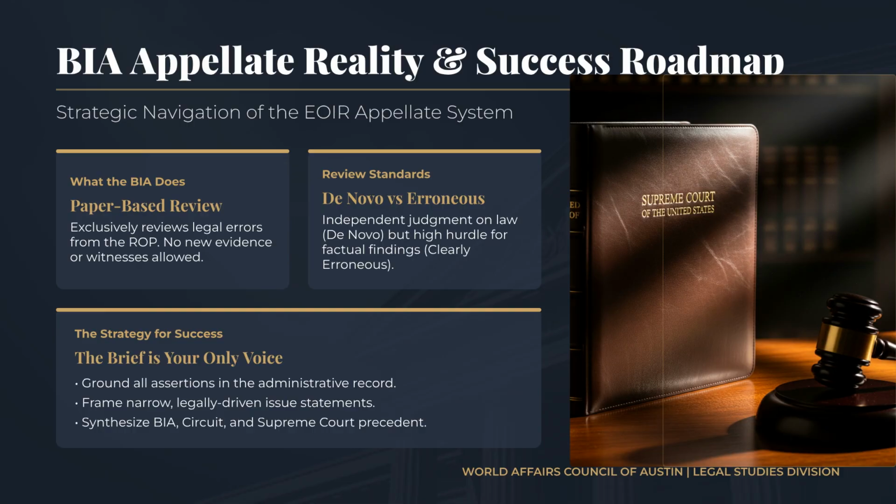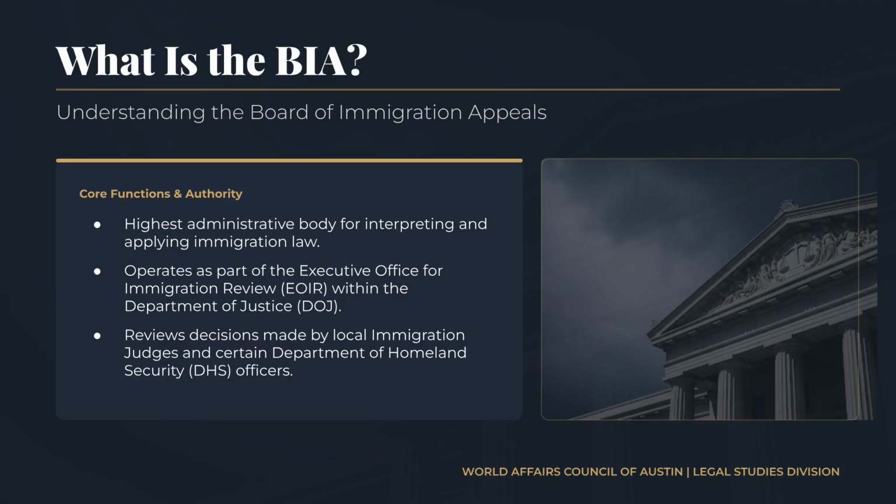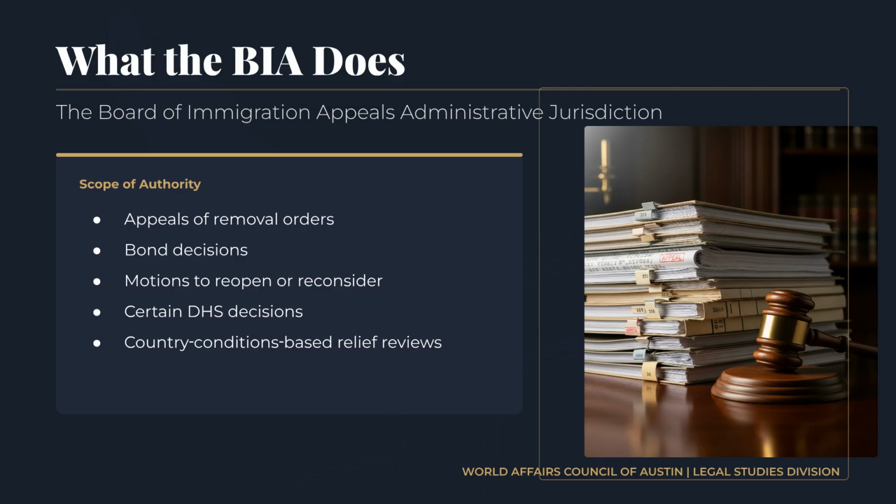Your brief is your most important tool, so you must ground all assertions in the administrative record and cite relevant precedent. The BIA is the highest administrative body for interpreting and applying immigration law. It operates within the Department of Justice and reviews decisions from local immigration judges and some DHS officers. The BIA's scope of authority includes appeals of removal orders, bond decisions, motions to reopen or reconsider, certain DHS decisions, and country conditions-based relief reviews.